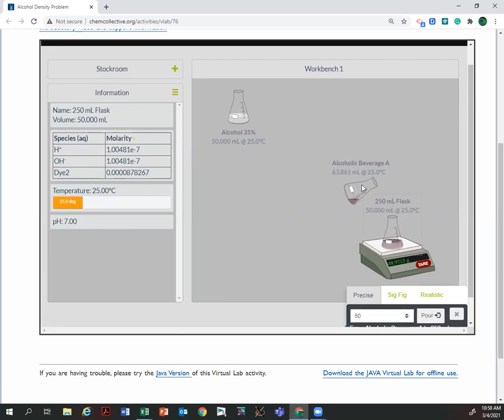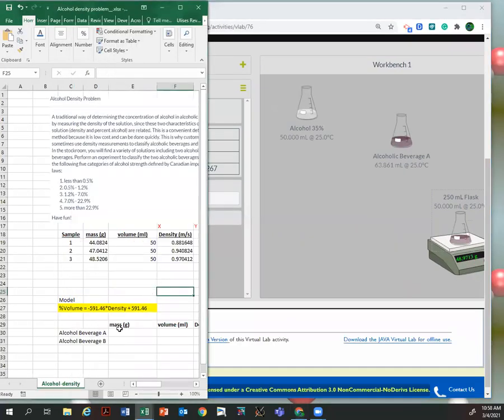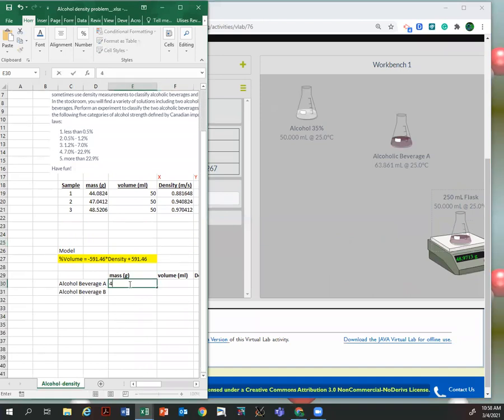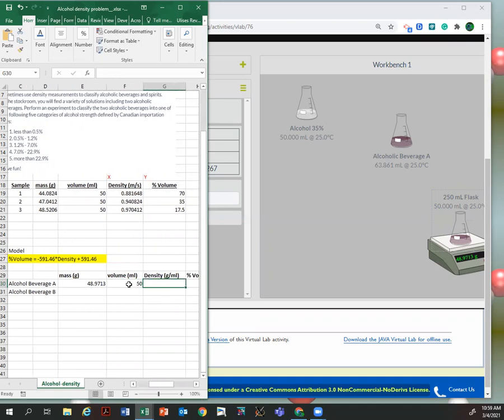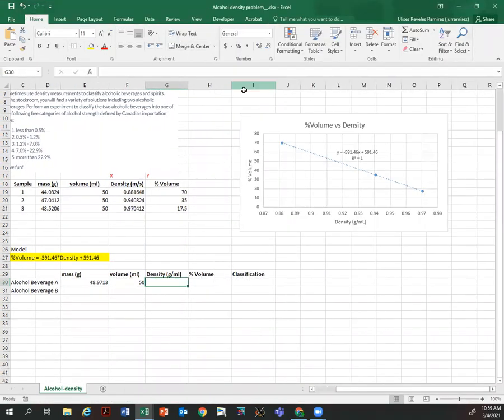solution A, which I have here in my table. So for solution A, I have a mass of 48.9713 with a volume of 50. Let's go back here. So the density is mass over volume. That's the density of solution A.